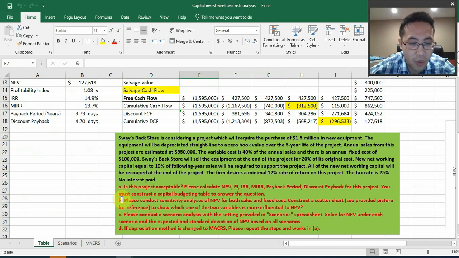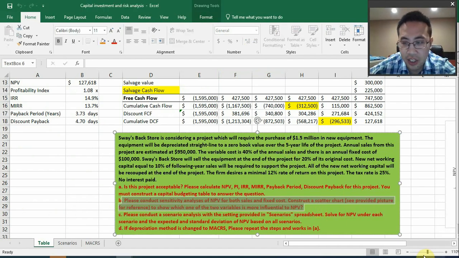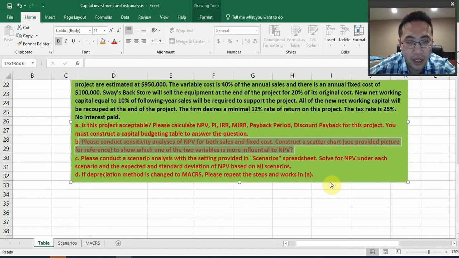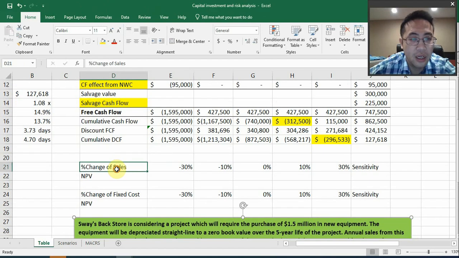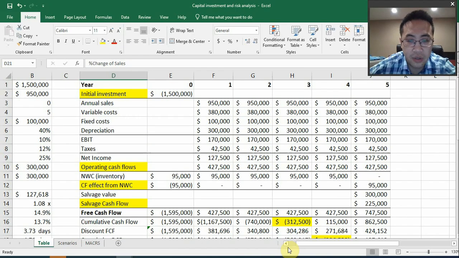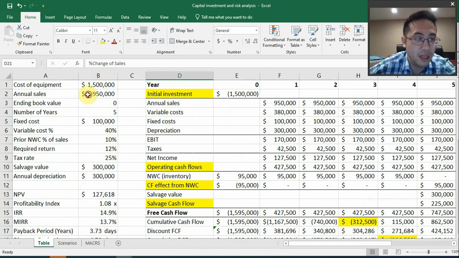For question B, we're going to conduct a sensitivity analysis. In particular, we're going to look at the NPV in response to the change of different variables. We have two variables in this case: a change of sales and also a change of fixed cost. These are the two components that determine the NPV. You see sales is here, fixed cost is here. If I change any value of them, the NPV would change.